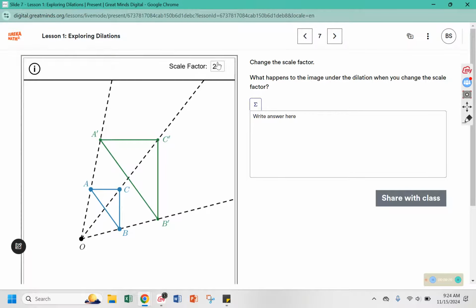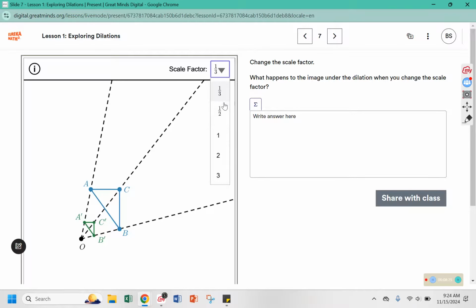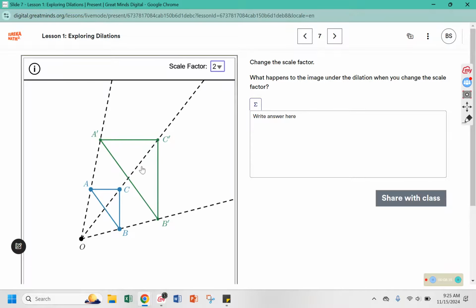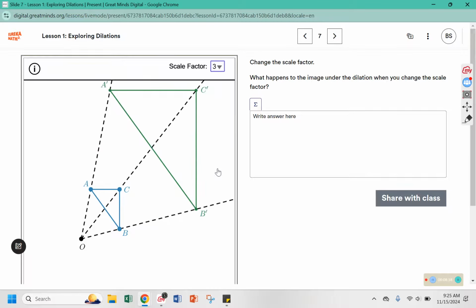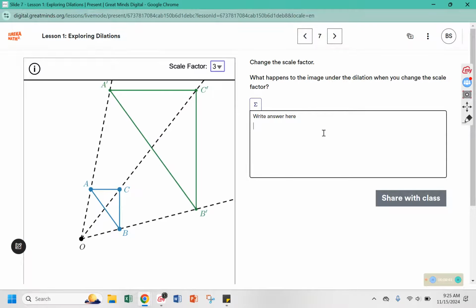Here it says change the scale factor. If I make it 1/3, it made it smaller. 1/2 is also smaller. What if I made it 1? It lines up perfectly with the triangle. 2 is larger, and 3 is larger. So when the scale factor is less than 1, like 1/2 or 1/3, the image is smaller than the original.